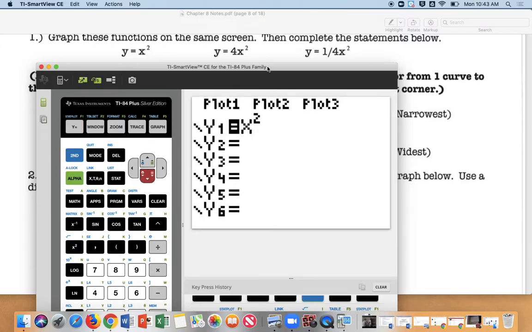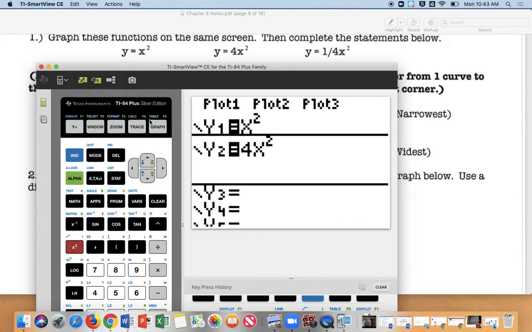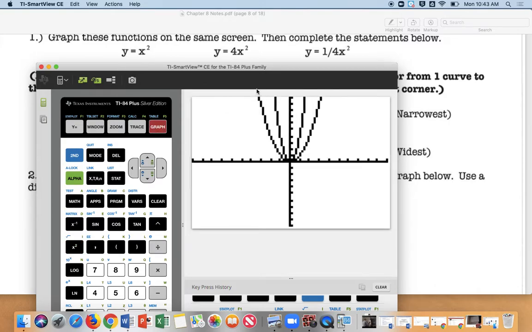Now I type in y equals 4x squared. I'm trying to figure out what this number in front does to the parent function x squared. Let me graph that. We have y equals x squared right here, and this is y equals 4x squared. What appears to have happened is this number in front has seemed to narrow my graph. For lack of a better term, it squished it, pulled it closer to the y-axis.